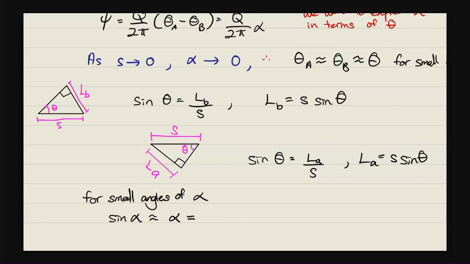So I'm going to get LA plus LB divided by R. And we know what LA and LB are because we found them before. So it's just going to be 2s sine theta over R. So we managed to express alpha in terms of theta.